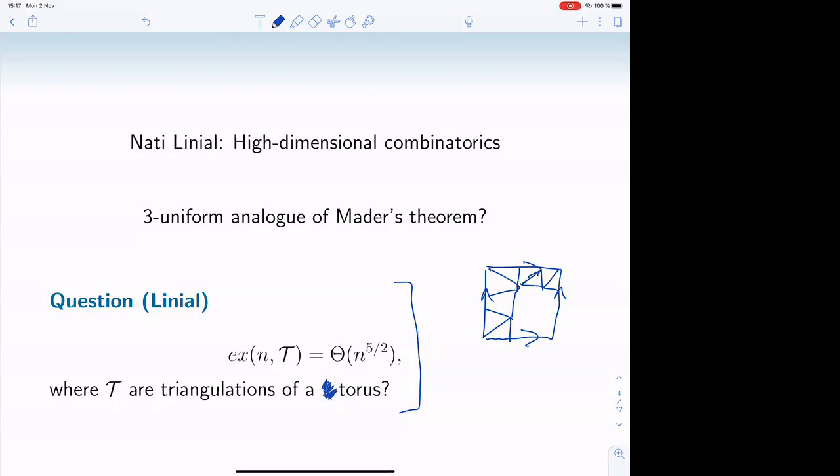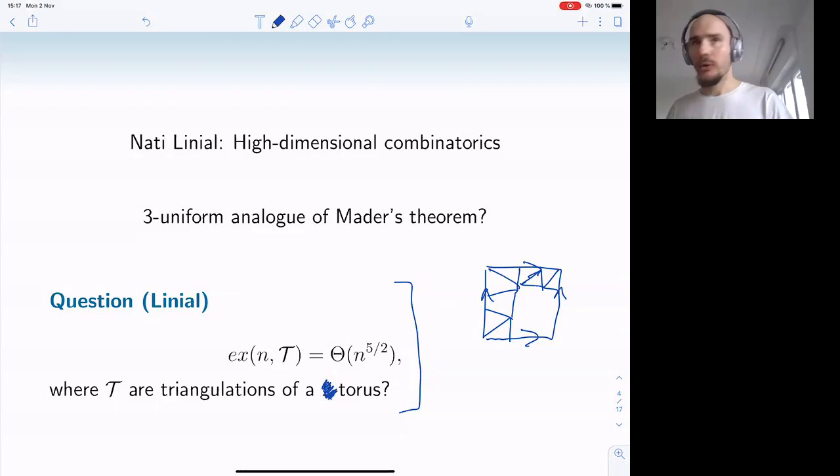Okay, but yes, we are forbidding all triangulations. Okay. Great. So any other questions?